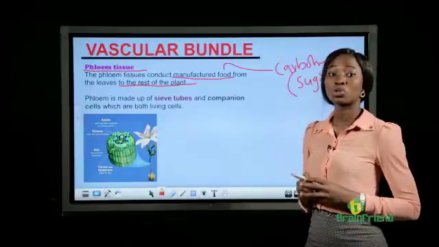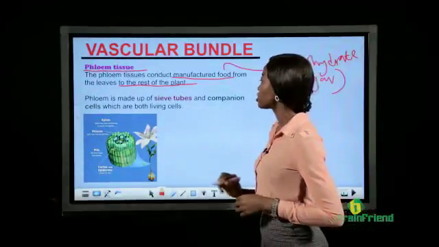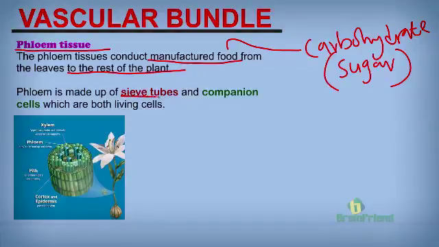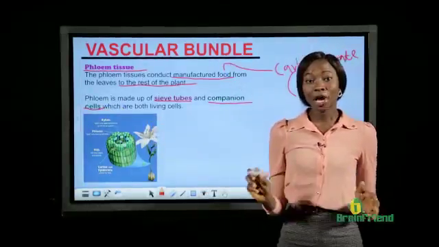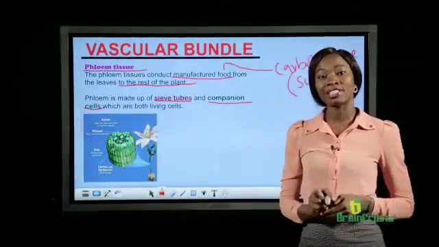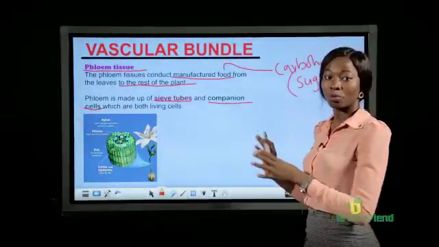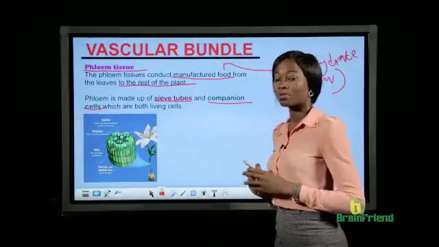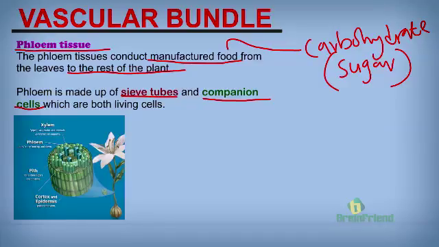Phloem tissue is also unique. It also has different types of cells in it. These cells are the sieve tube cells and the companion cells. Like the xylem tissue, the phloem tissue also has the parenchyma cells and the fiber cells. But for the purpose of this lesson, we're paying attention to these two types of cells, the sieve tube cells and companion cells.